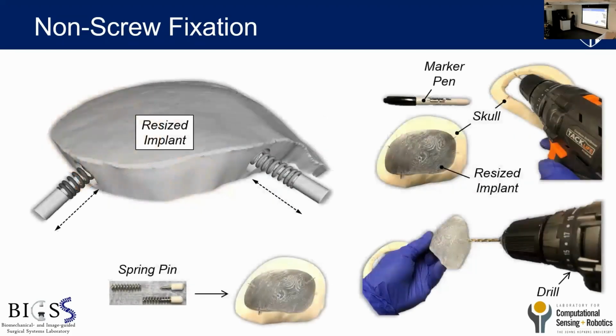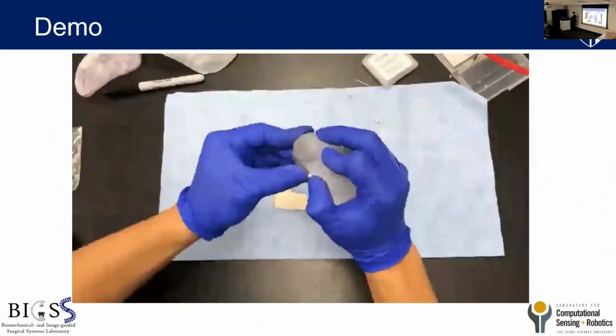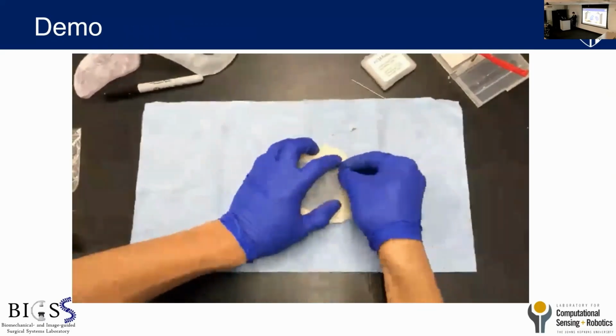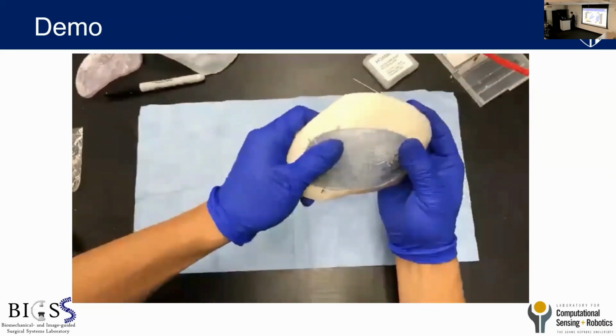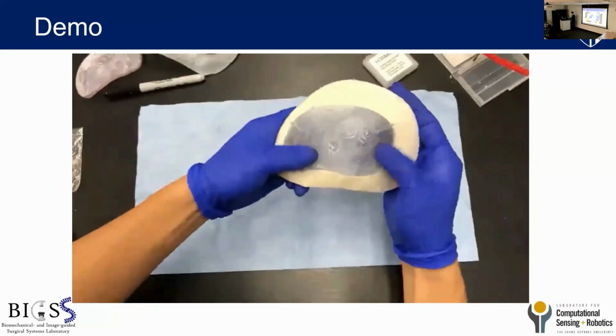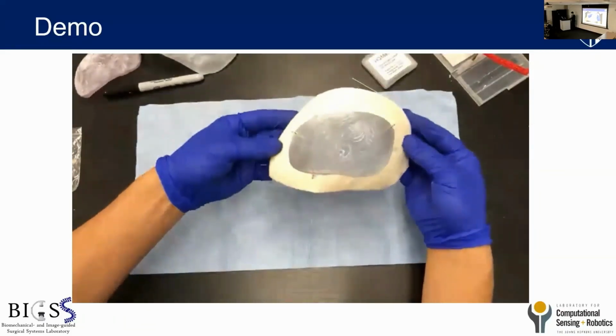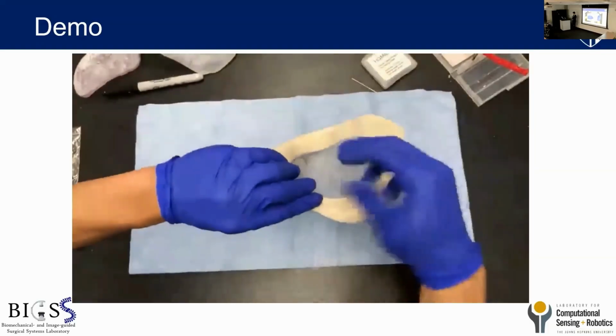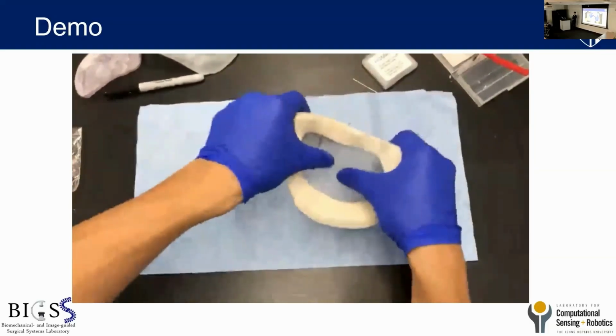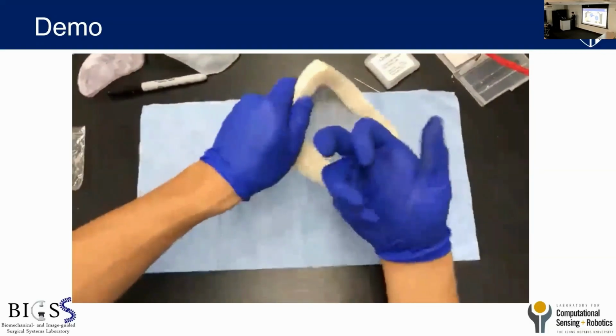This is after resizing the implant. I drill holes on the side of the implant and also on the side of the skull bone. And then I inserted this spring pin into the implant that can click onto the skull bone. I install the implant onto the skull, and it provides a very sturdy fixation.